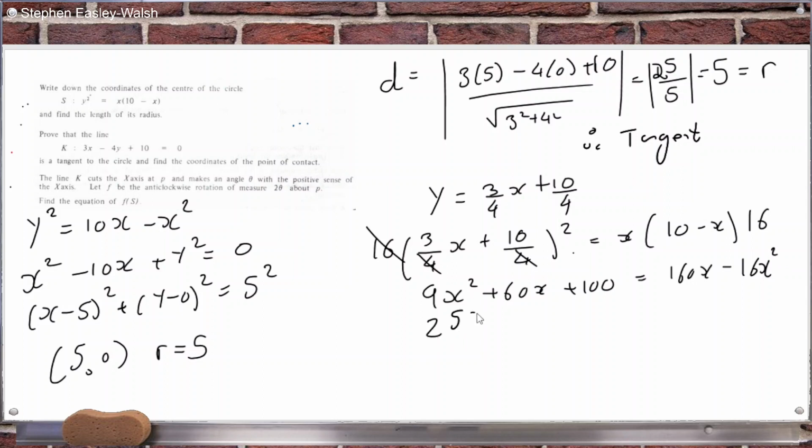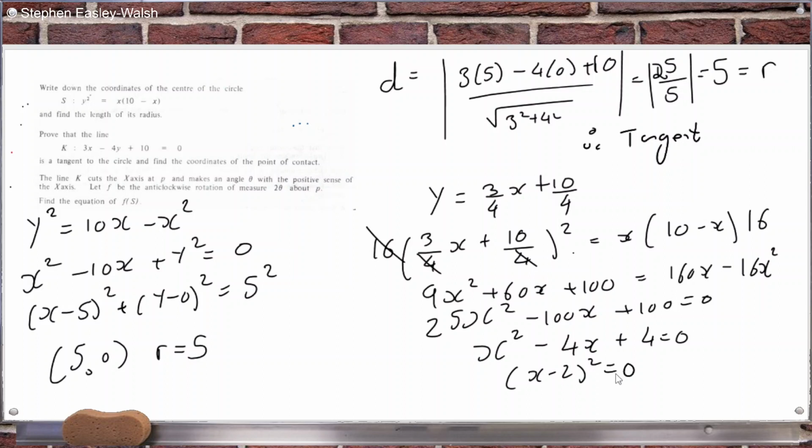This is looking good, actually. 25x squared minus 100x plus 100. Oh, I'm glad I did it this way. This is working out pretty nicely. So that's 25x squared minus 100x plus 100. Divide by 25. x squared minus 4x plus 4 equals 0. So that's x minus 2 squared equals 0. So that's good. There's only 1 point. So x is 2. And if I put 2 in here, I can get the y.